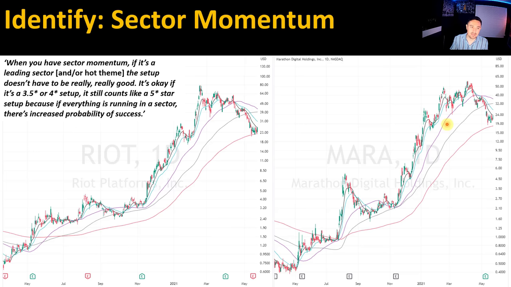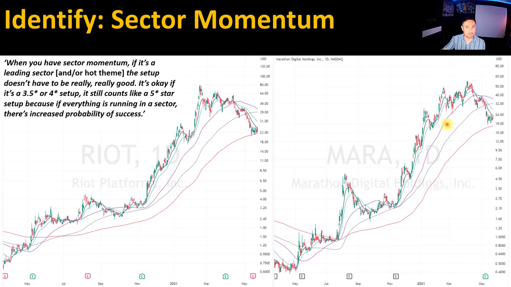Some of them are, as QULLAMAGGIE is saying there in the quote, 3.5, 4-star tops. But there was so much momentum here for crypto and crypto stocks. Think about what Bitcoin was doing during this time. I think Cathie Wood was being interviewed every day about Bitcoin and price targets and stuff like that. There was a lot of momentum in crypto stocks there.